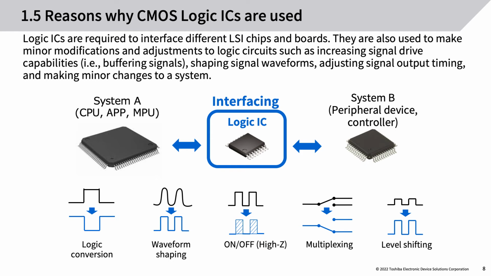Reasons why CMOS logic ICs are used. Logic ICs are required to interface different LSI chips and boards. They are also used to make minor modifications and adjustments to logic circuits such as increasing signal drive capabilities, shaping signal waveforms, adjusting signal output timing, and making minor changes to a system.